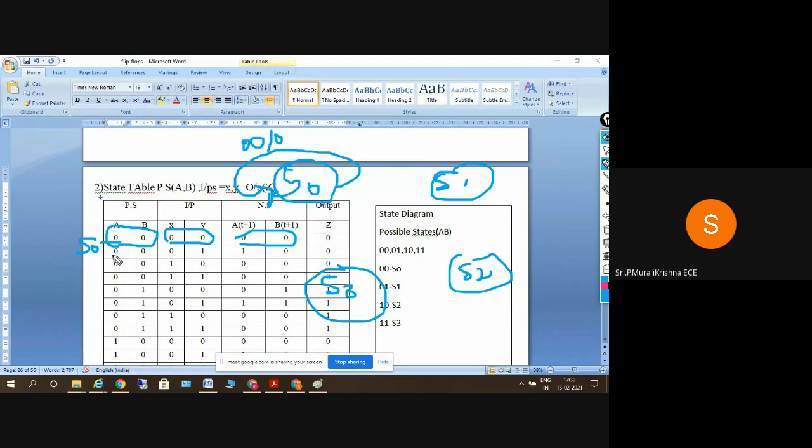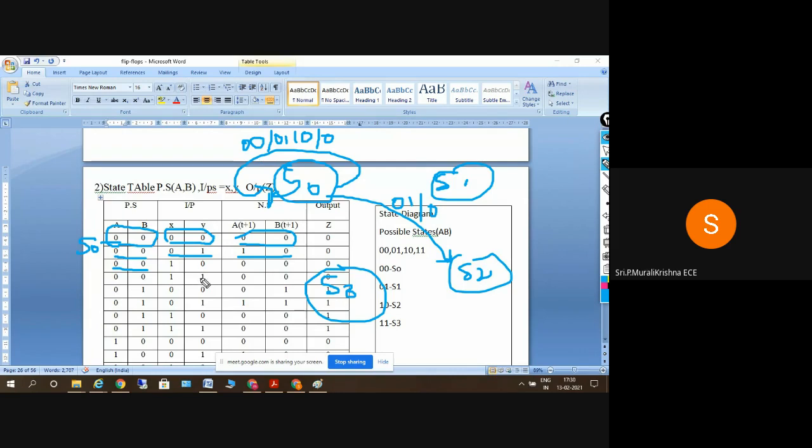Please respond. And here for 00, if the input is 01, it will go to state 10. So what is 10? S naught is 00, S1 is 01, S2 is 10. If the input is 01, it will go to state S2 here, and output is equal to 0. And if the state is S0, 00, and input is 10, it will remain in the same state, 00. So for 10 also, it will remain in the same state, and output is 0. I'll put it as a comma here.